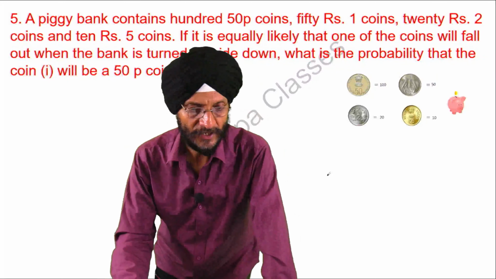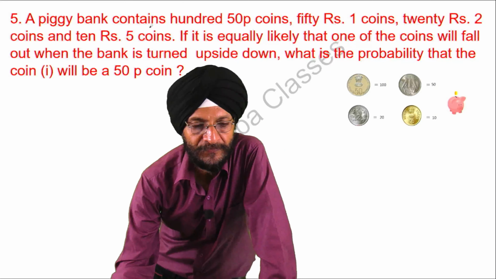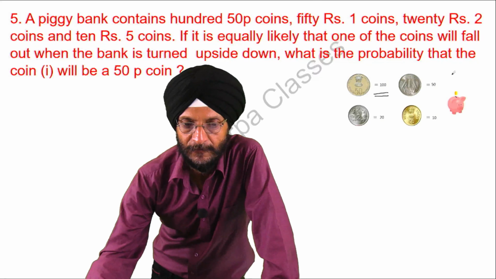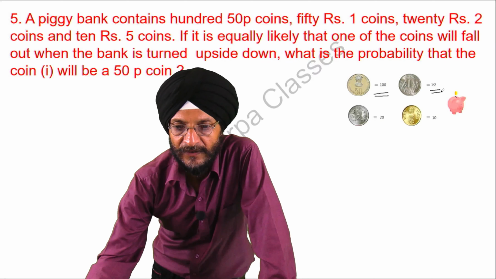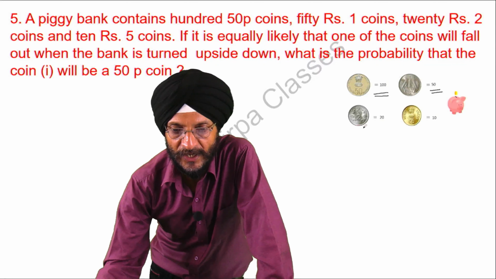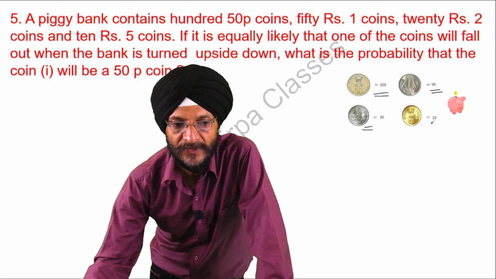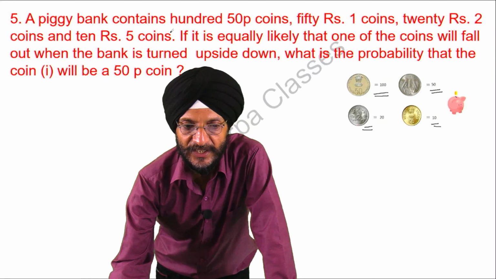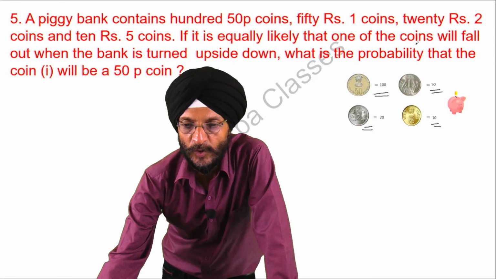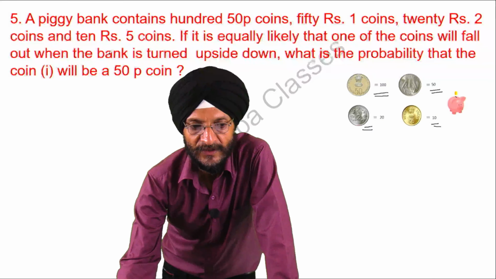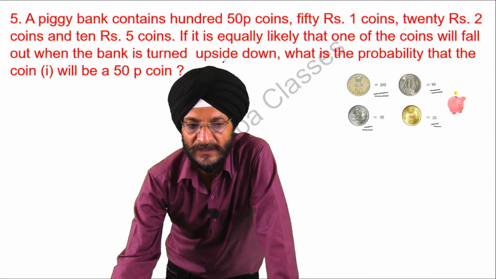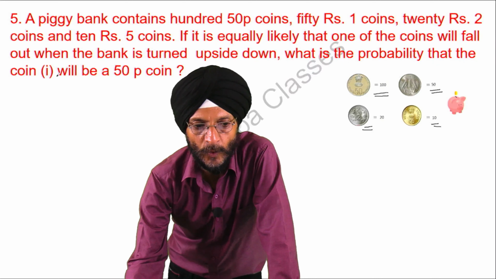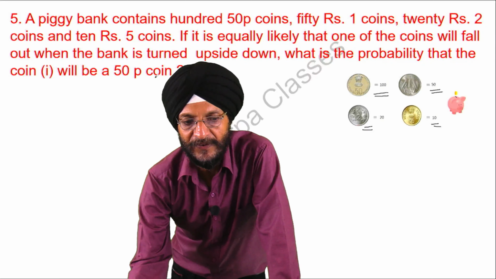Now the question before us is, a piggy bank contains 100 50 paisa coins, 50 1 rupee coins, 20 2 rupees coins, and 10 5 rupee coins. If it is equally likely that one of the coins will fall out when the piggy bank is turned upside down, what is the probability that the coin will be a 50 paisa coin?